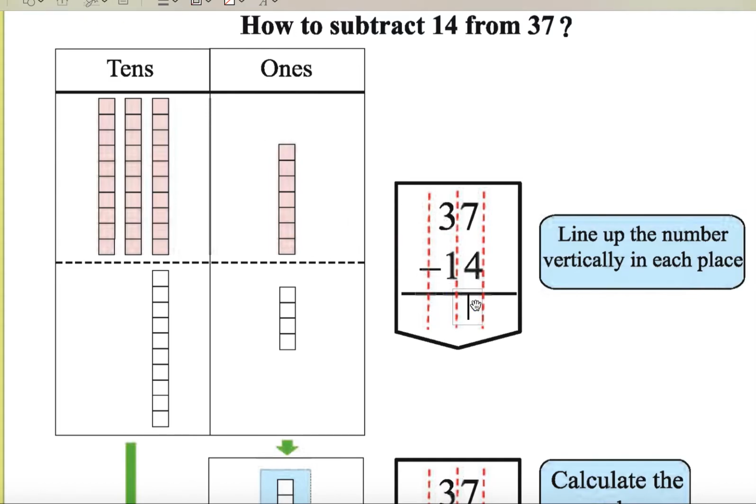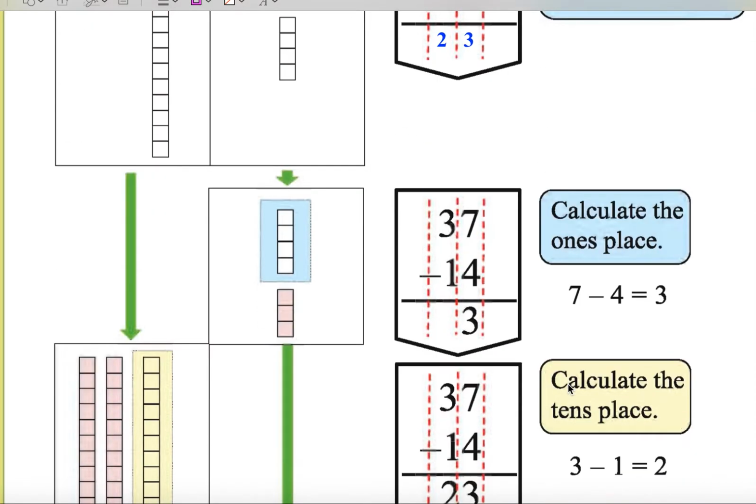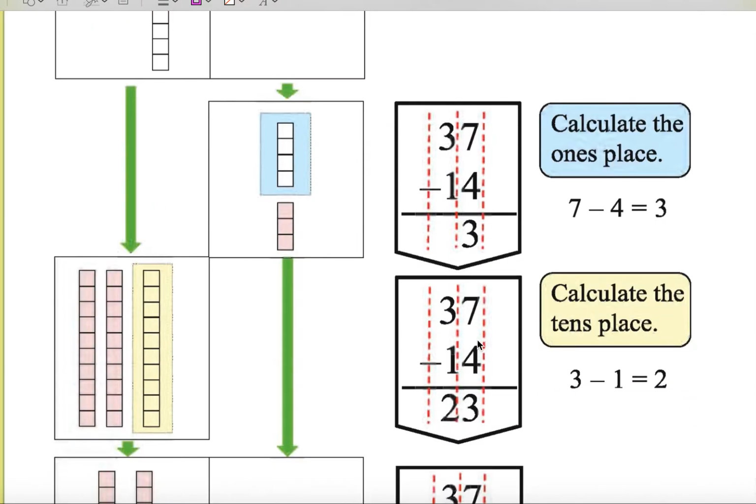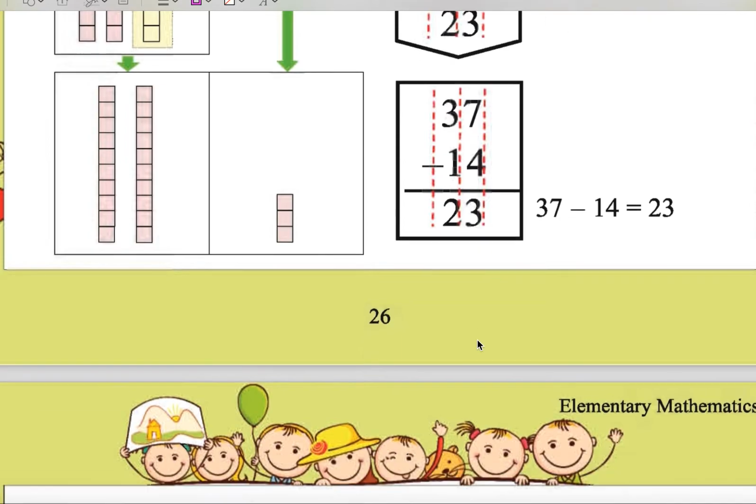See here, 7 minus 4 is 3. What about 3 minus 1? 2. That's it. 7 minus 4, 3. 3 minus 1, 2. This is the easiest way.